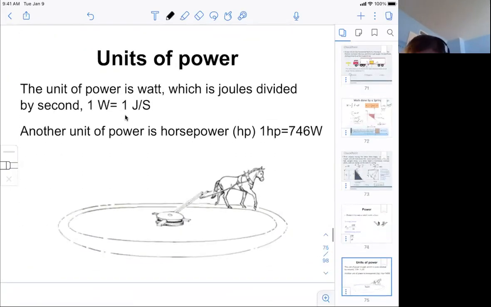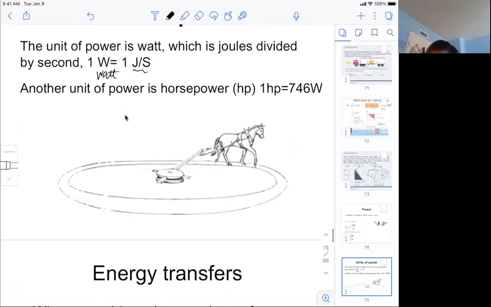The units are watts. I'm sure you're familiar with that, right? We have talked about watts when we talk about our light bulbs and microwaves. The more watts it is, meaning that in the same amount of time, it's going to use more energy. Of course, there are other units. Sometimes people use horsepower. Then you simply need to do a unit conversion to get it to watts, which is joules per second.